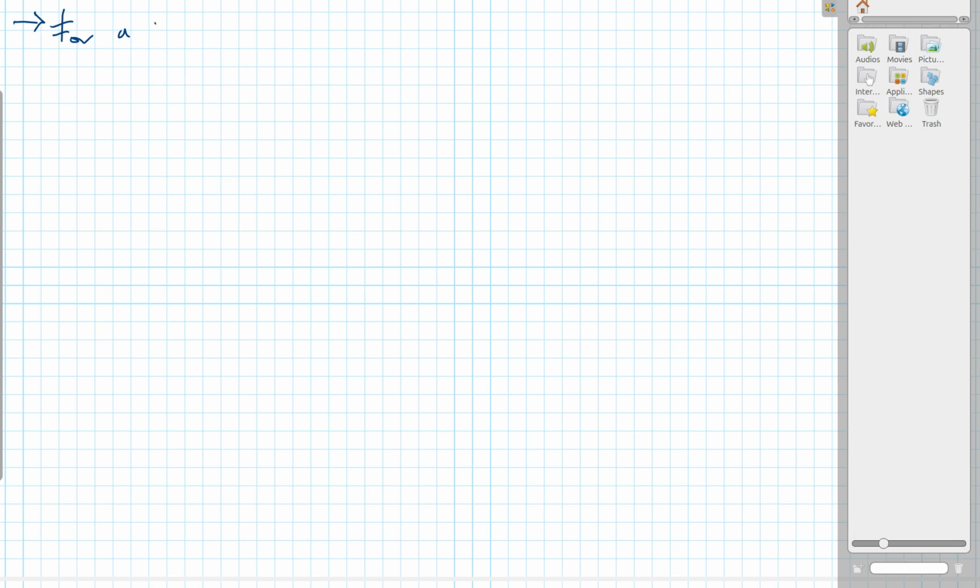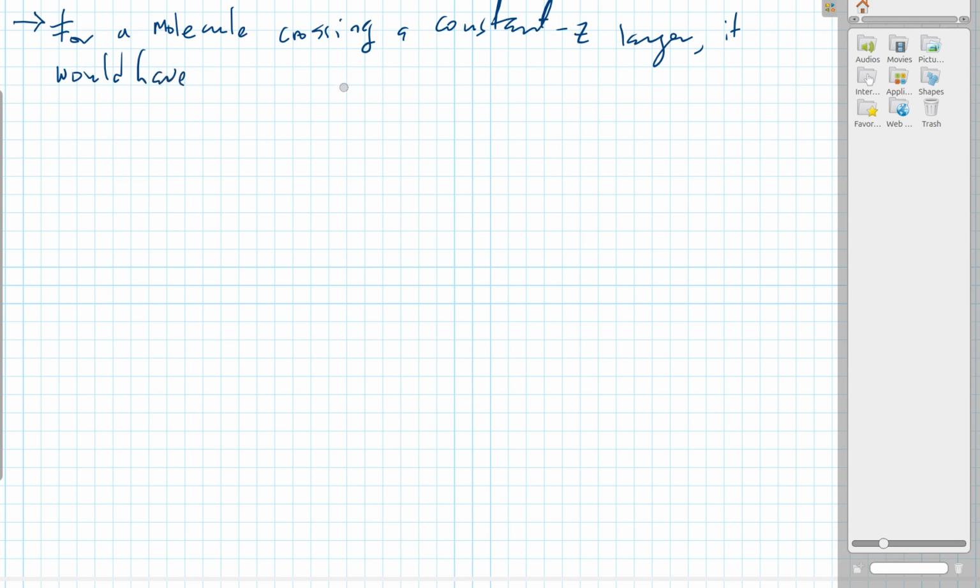So for a molecule crossing a constant z plane in the system, this single molecule would have traveled a distance lambda cos theta.